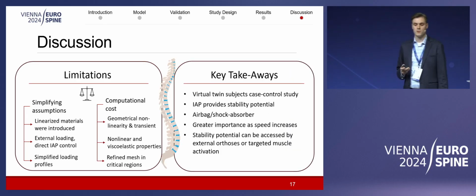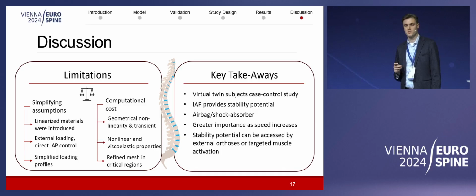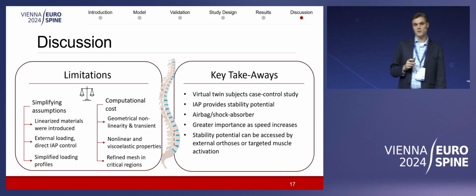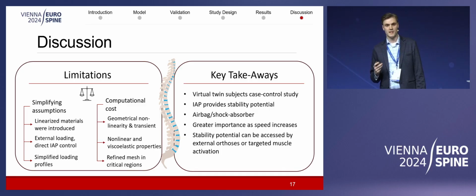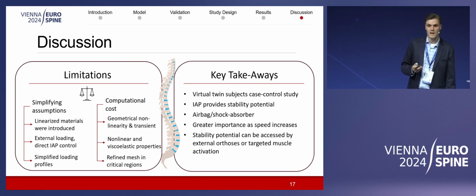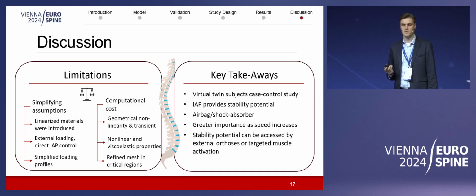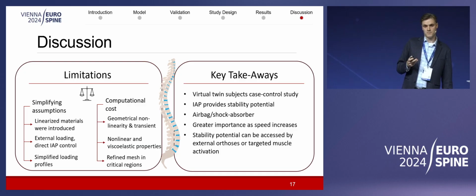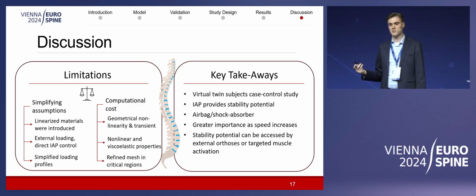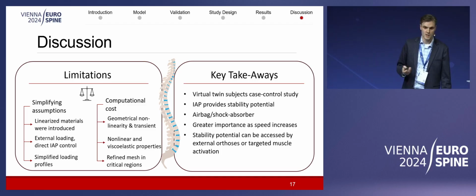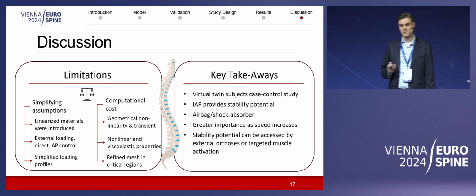Some points to remember: the virtual twin case control study showed that IAP provides dynamic stability potential, acting like an airbag to limit displacements. The relative importance of this effect increases with movement speed. And this stability potential could be accessed without added physiological cost by external orthoses or with training targeted muscle activation.